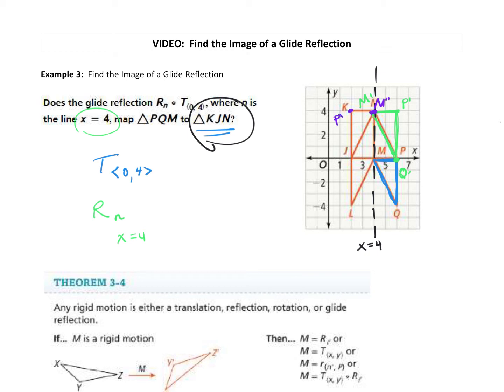And then we've got Q prime right here. We want to reflect that across our line of reflection. So count how far away it is, 1, 2, and go 2 in the opposite direction. I'm going to label it Q double prime. Let's connect our vertices. Here's our resulting image after the glide reflection. So is the purple triangle triangle KJN? I can see here's K, here's J, here's N, and that's exactly where we ended up. So that would be a yes. It did map triangle PQM to triangle KJN.